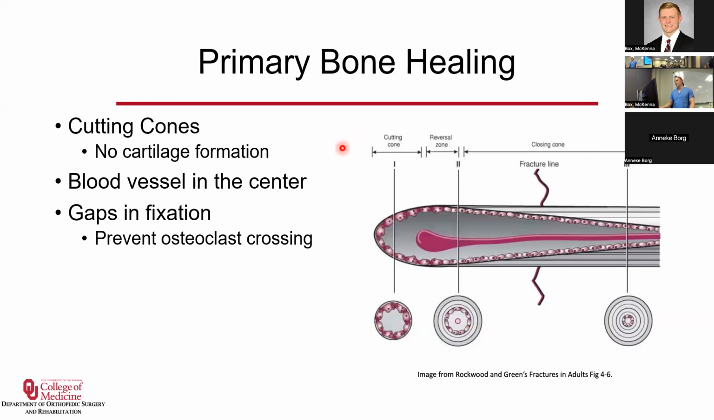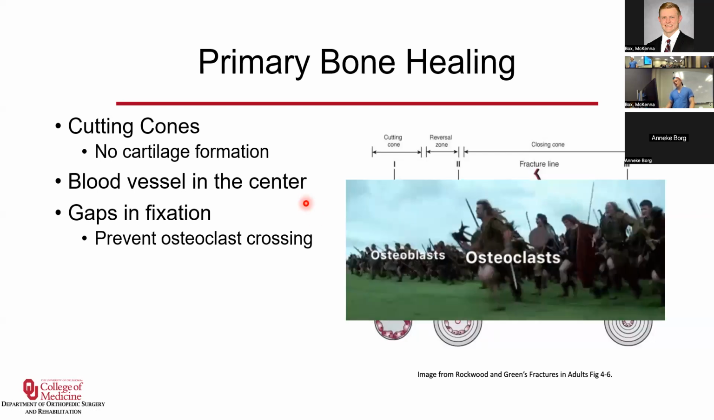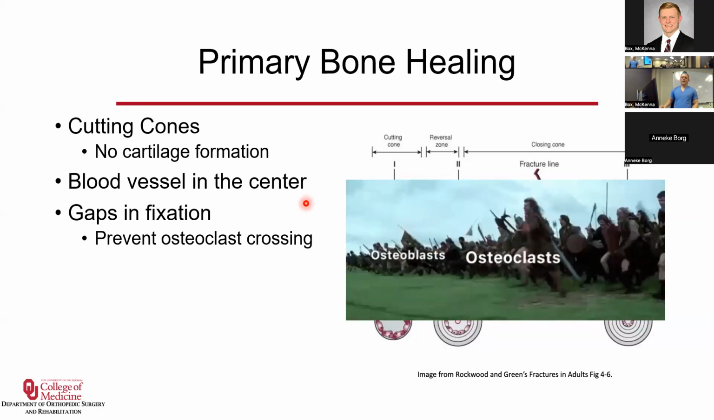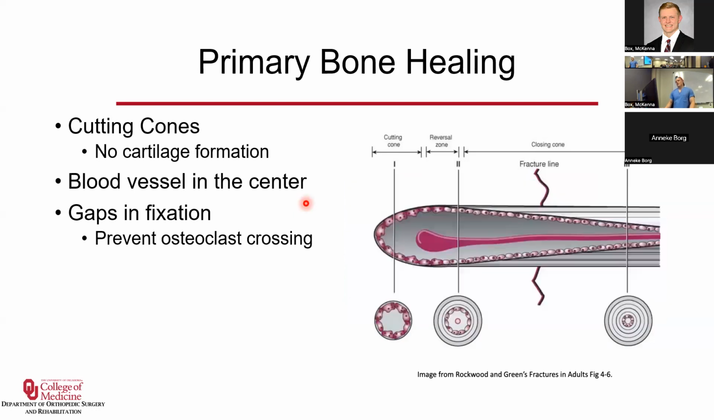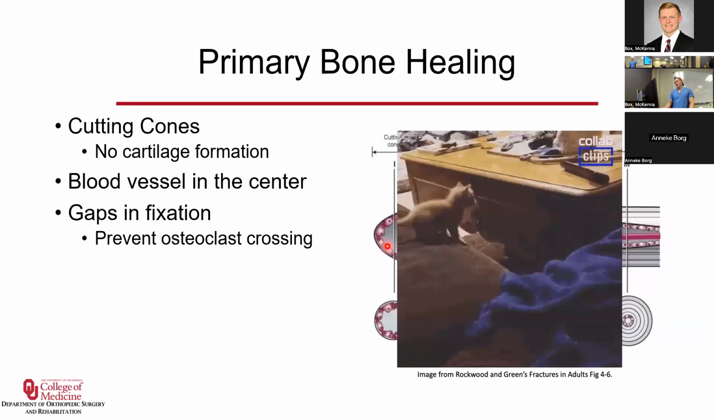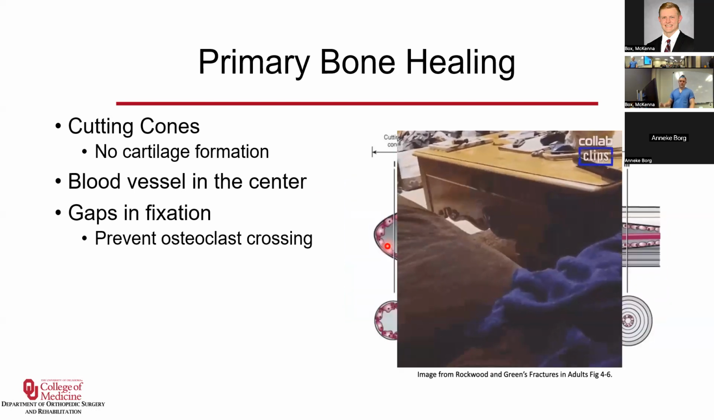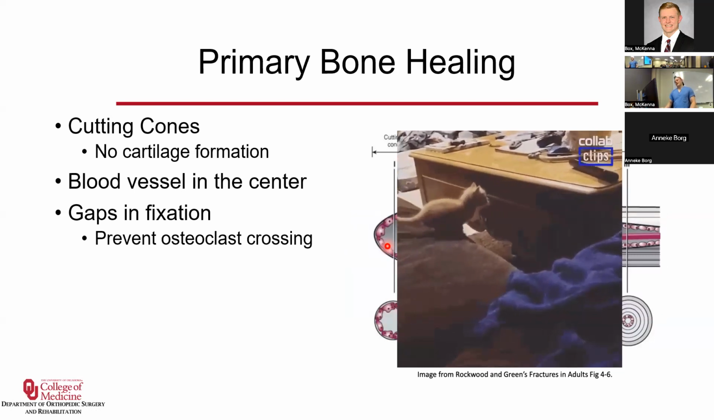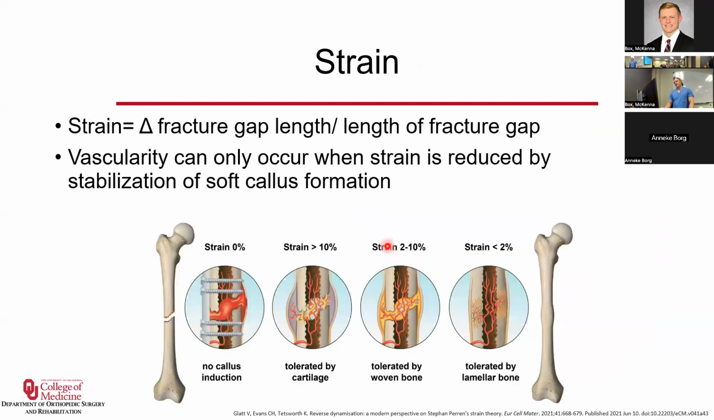called cutting cones. Basically, these cutting cones are areas of osteoclasts coming through, eating away the bone at the fracture site, and then osteoblasts follow behind them and lay down new bone. In the center of it is a blood vessel that is able to provide nutrients to the regrowing bone. But if you ever have any gaps in your fixation, the osteoclasts can't cross, and then the fracture can't heal.